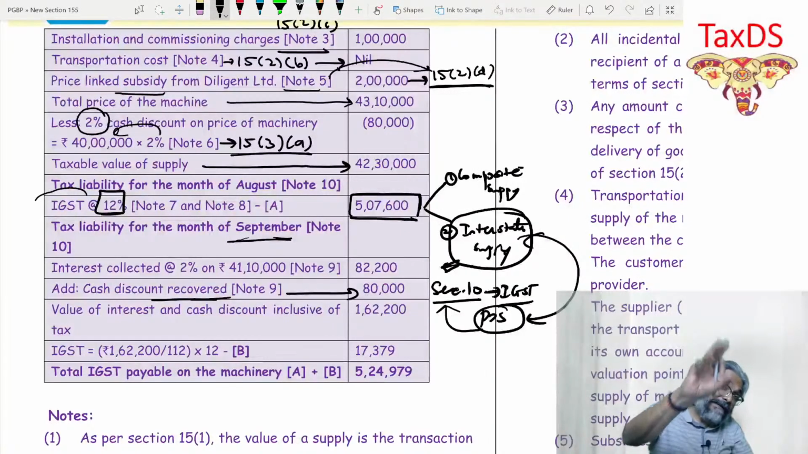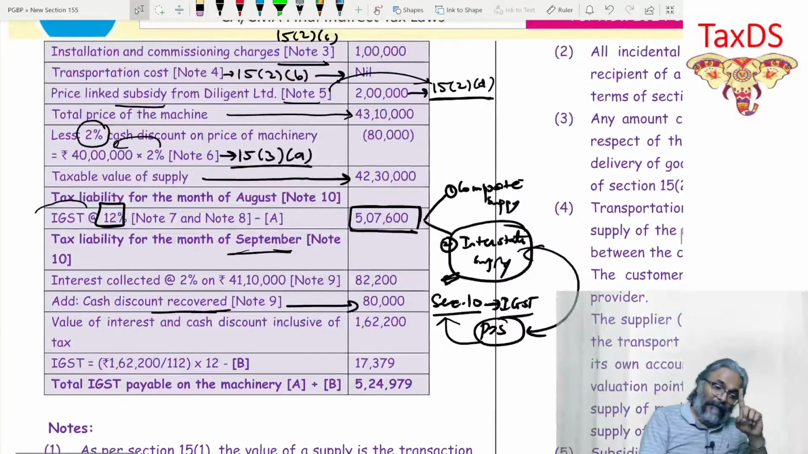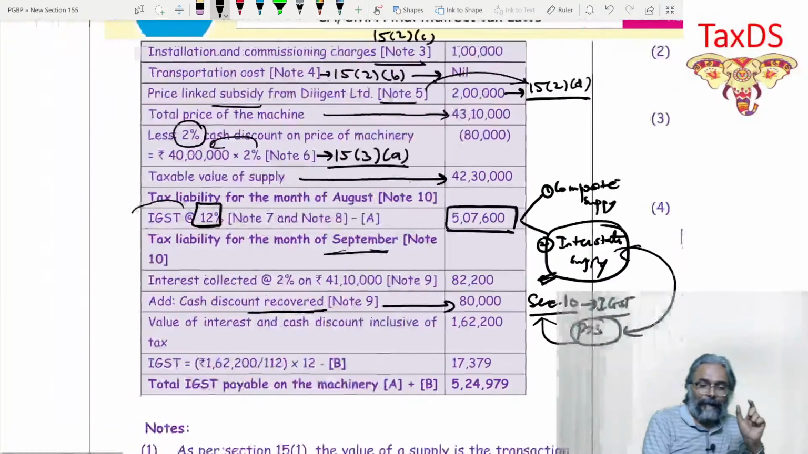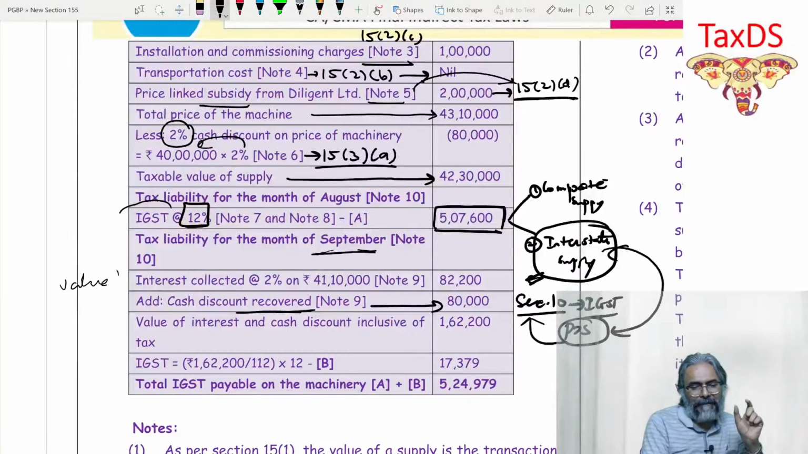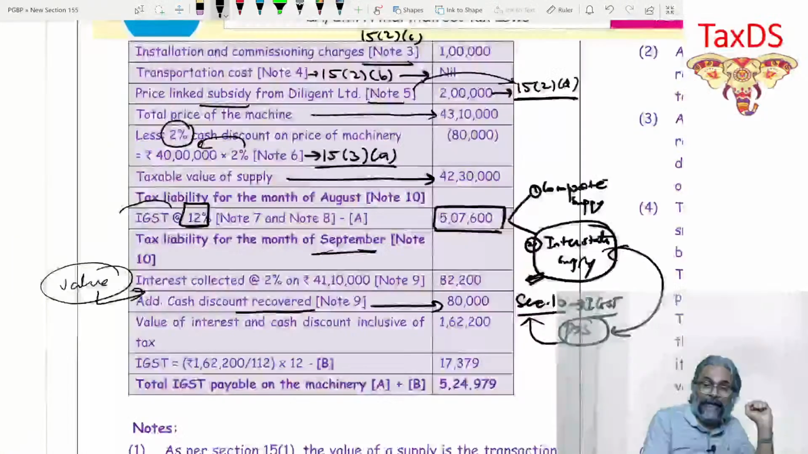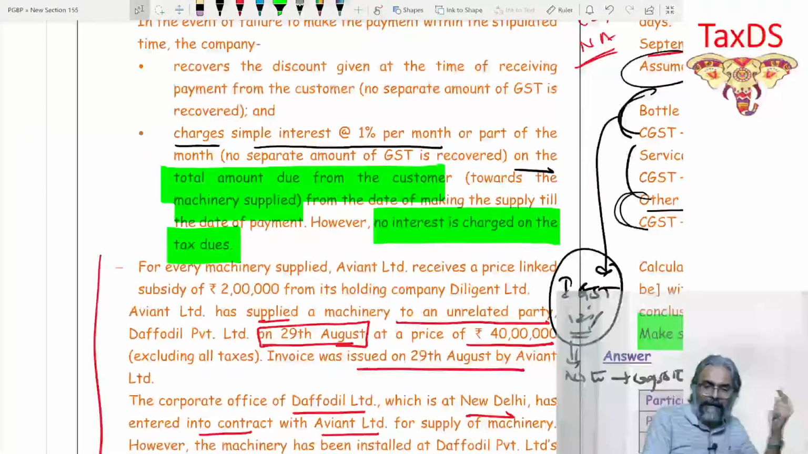Now on the interest collection, students, first of all, please be careful. Now you come to the interest amount. What is the value? The valuation is the game. This is where 90% students will go wrong. How to determine the value of this interest to be considered separately? So let's have a look at the interest part in this context, students.